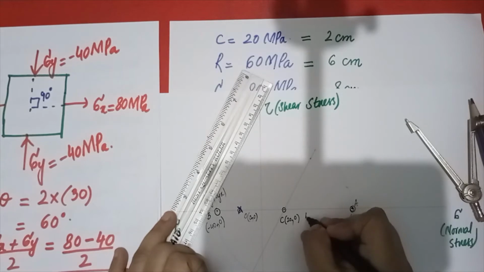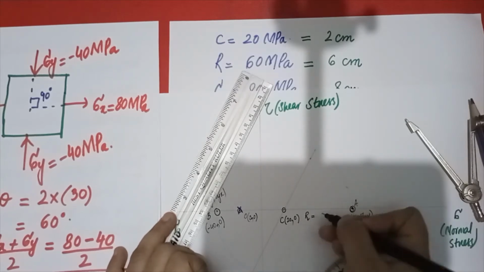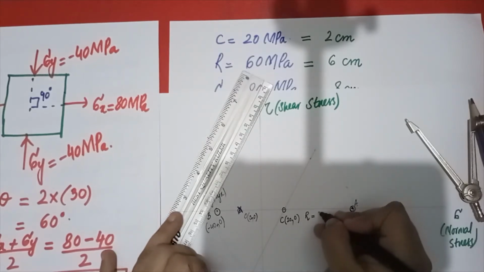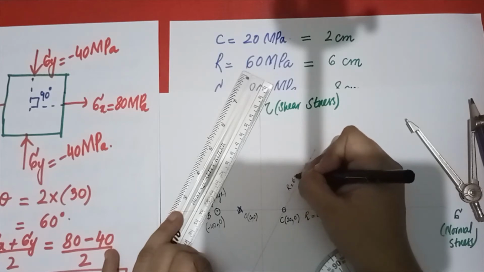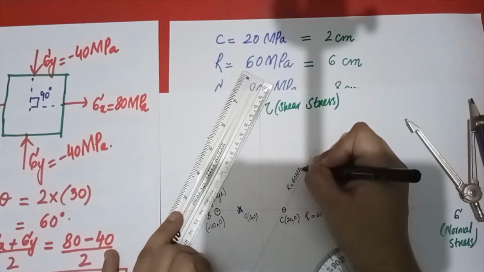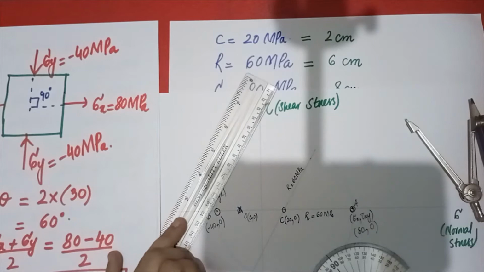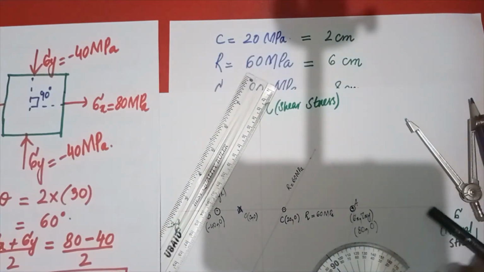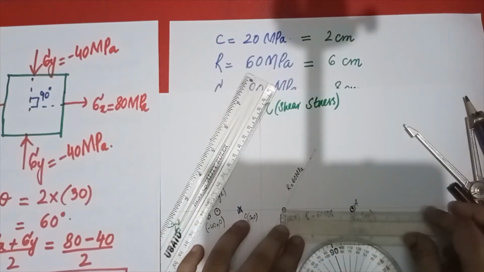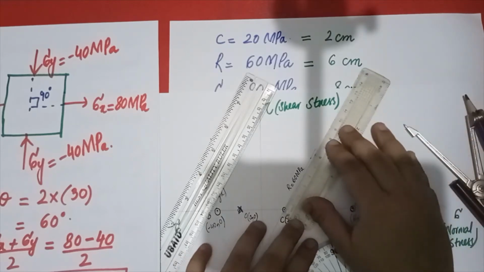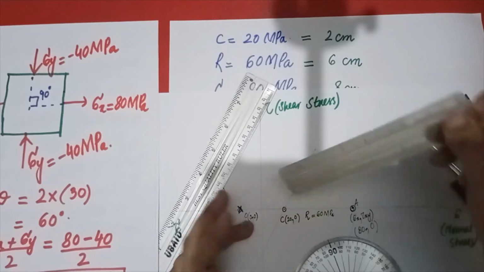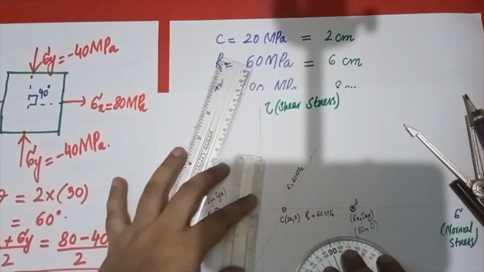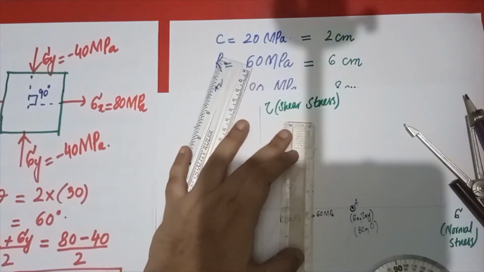So the radius is equal to 6 centimeter, actually it is 60 ampere. So I can take this R equals to, that is the radius, 60 ampere, this distance. You can check whether it is coming out as 6 centimeter or not. You can see it from your scale, and if I see it here on the scale, it is 6 centimeter. So what I have to do next, I have to draw the perpendicular from this point.